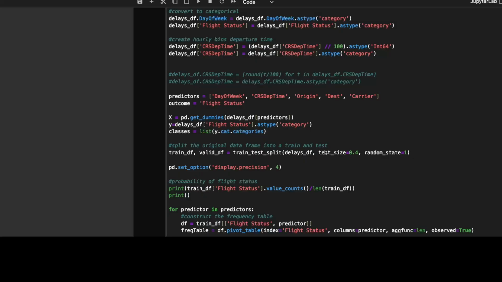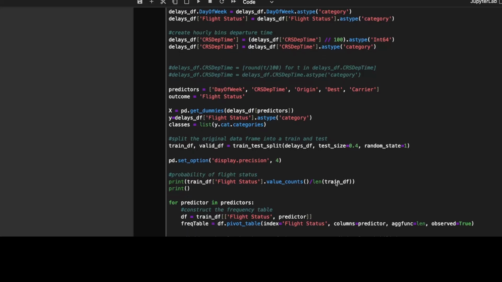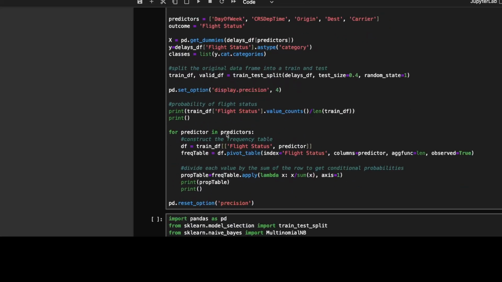We also split the data into training and test, with training data being 60% and test being 40%. Now we create conditional probability tables in this. For each predictor, we create a probability table. The pivot table function counts flights in each combination of flight status and the predictor. Then we divide by row sums to get proportions. So that's what we are doing here. We are getting the proportion by dividing by row sum.